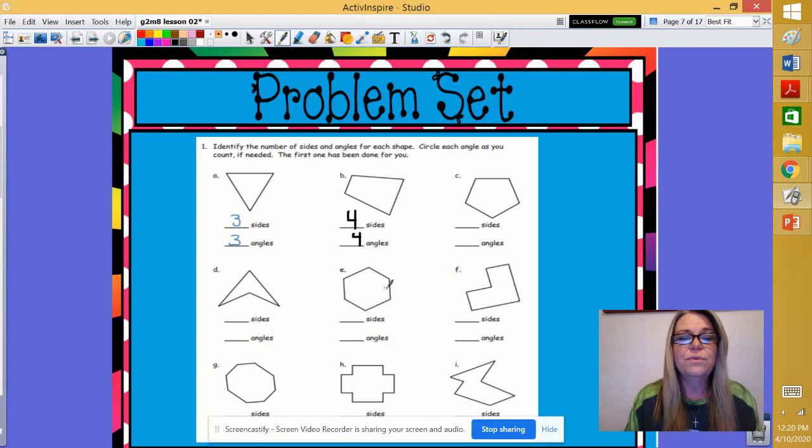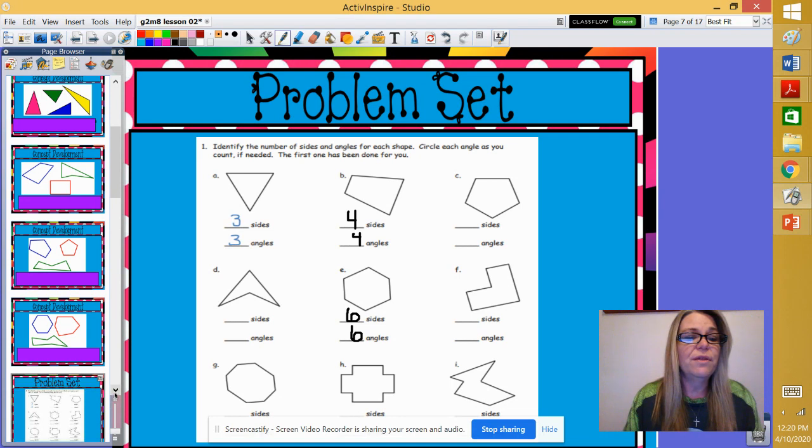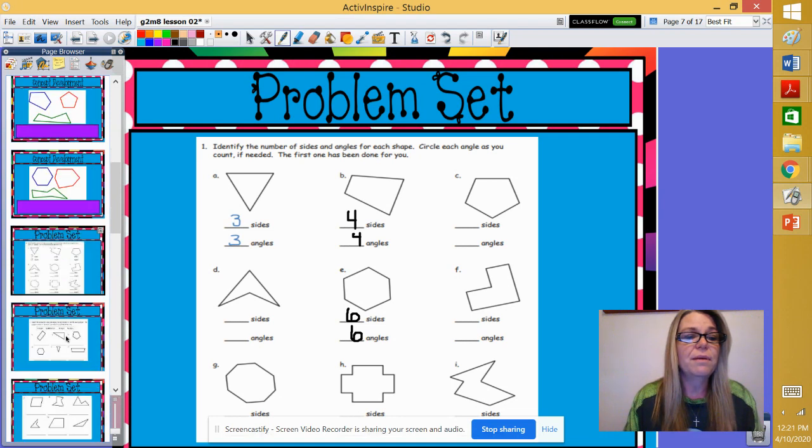1, 2, 3, 4, 5, 6 sides. How many angles do you think it's going to have? I bet you're right. Let's count. 1, 2, 3, 4, 5, 6. You are right. It has 6 sides and 6 angles. Great job. Now, let's move on to another page of the problem set.